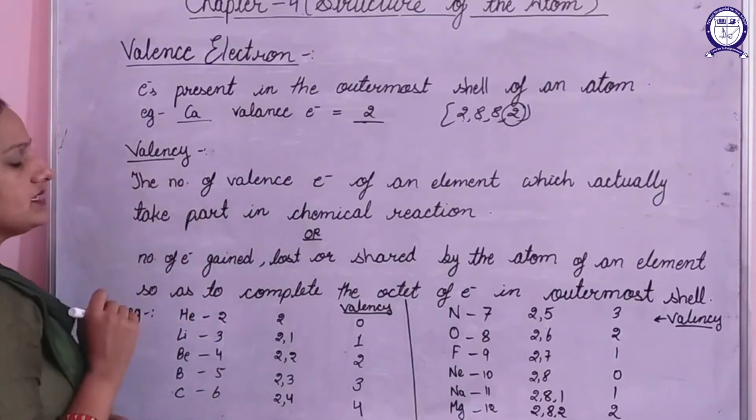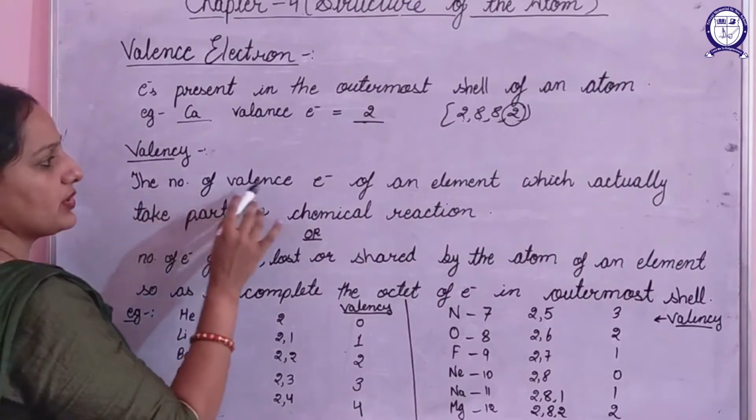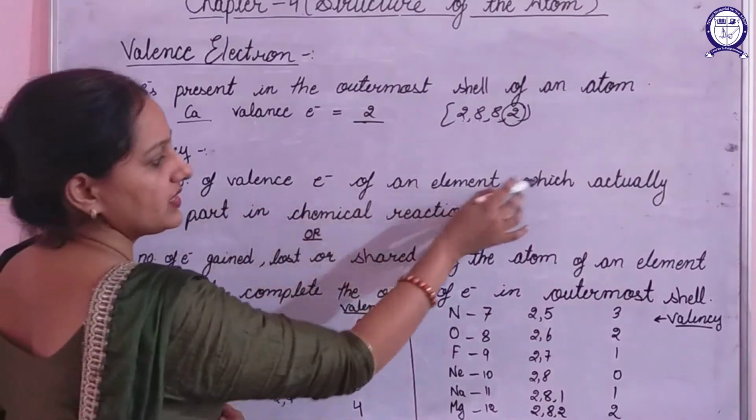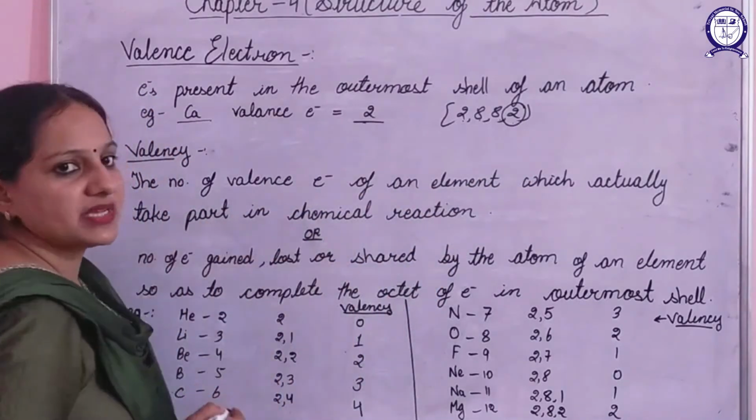Next is valency. Valency is the number of valence electrons of an element which actually take part in the chemical reaction.